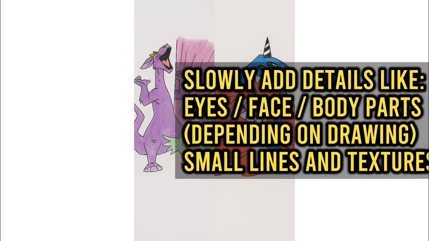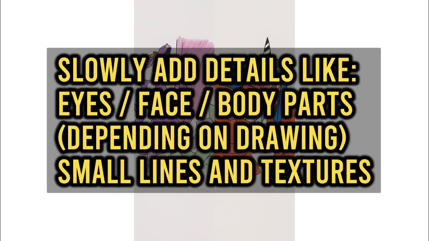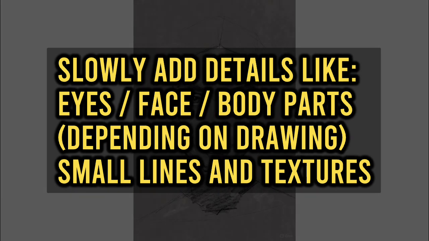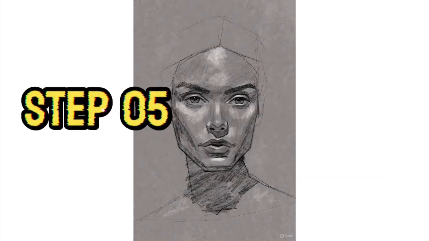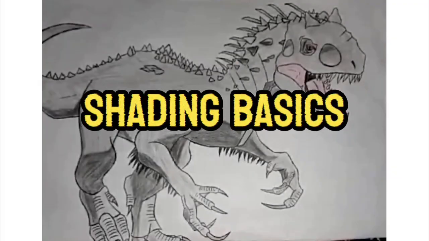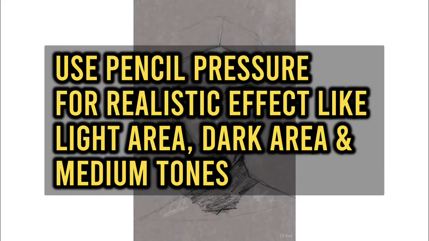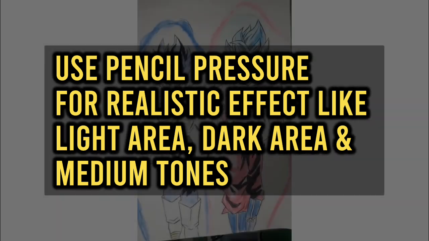Step 4. Adding details. Slowly add details like eyes, face, body parts, small lines and textures. Step 5. Shading basics. Use pencil pressure for realistic effect like light area, dark area, and medium tones.